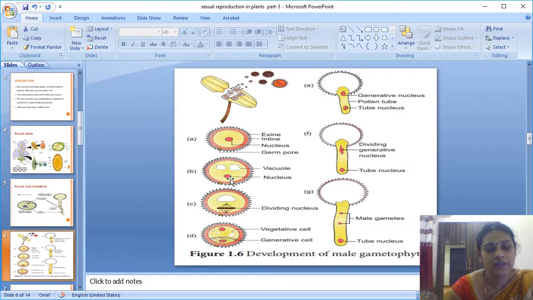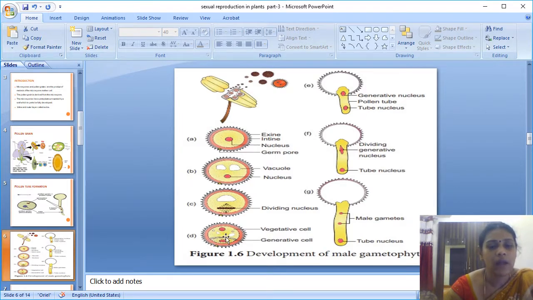First, the division takes place. That division divides the nucleus into two: the generative nucleus and the vegetative nucleus. The generative nucleus forms an irregular wall around itself, so that it becomes a generative cell. The remaining part, which is of irregular pattern, is called the vegetative cell.